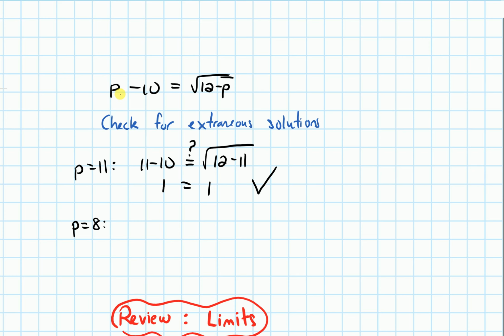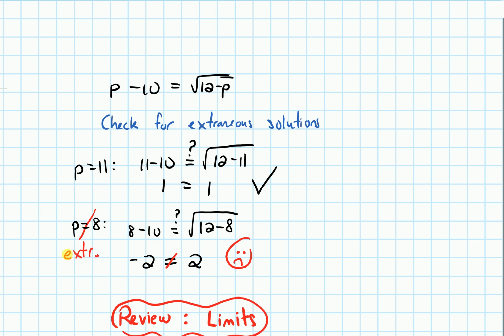If I plug an 8 into this, we get 8 minus 10 on the left. Put a question mark above it because I don't know if they're equal just yet. Plugging it in on the right, we get 12 minus 8 inside of that square root. So 8 minus 10 is negative 2. On the other side, we get square root of 4, which is positive 2. And those are definitely not equal. So we're a bit sad by that. That one didn't work. But all that means is this answer, the 8, we put a slash through it. That is extraneous. So I just write EXTR to abbreviate extraneous.